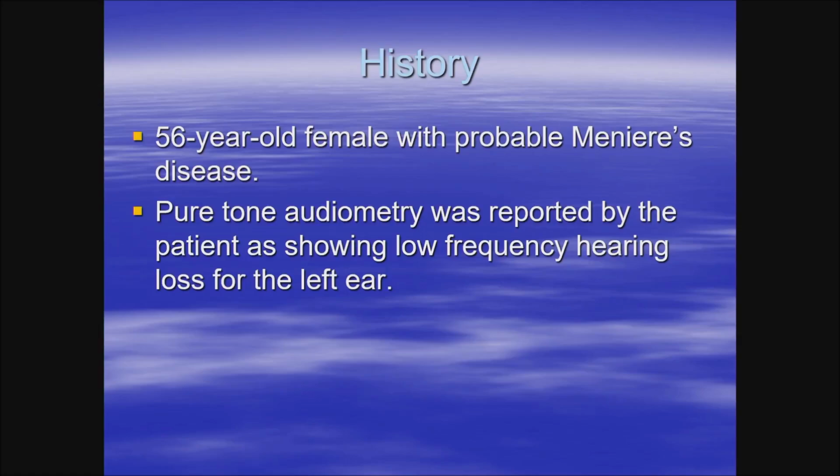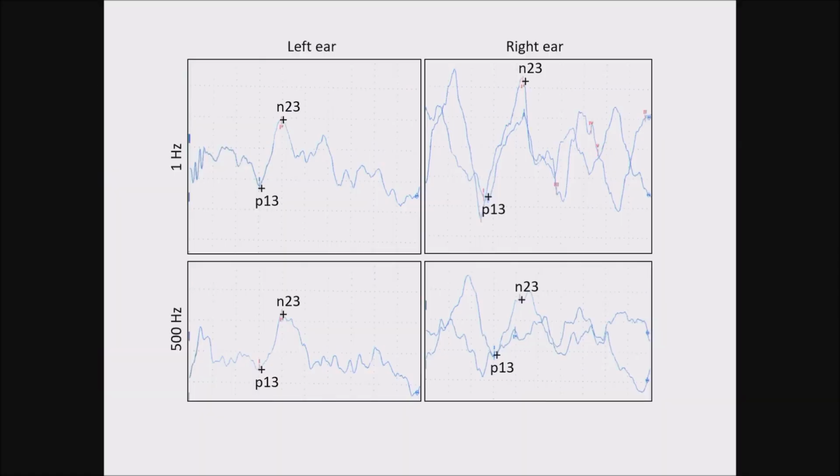So I'll give you another case as well, a 56-year-old female with probable Meniere's disease. I haven't seen the pure tone audiometry yet with this patient, but she reported the pure tone audiometry to be abnormal with regards to the left ear and showing low frequency hearing loss. And I did the examination using both 500 hertz and 1 kilohertz. The left ear, which supposedly showed the abnormal audiogram, shows a response at 500 hertz, which was not better at 1 kilohertz, the ear which had the abnormal audiogram.